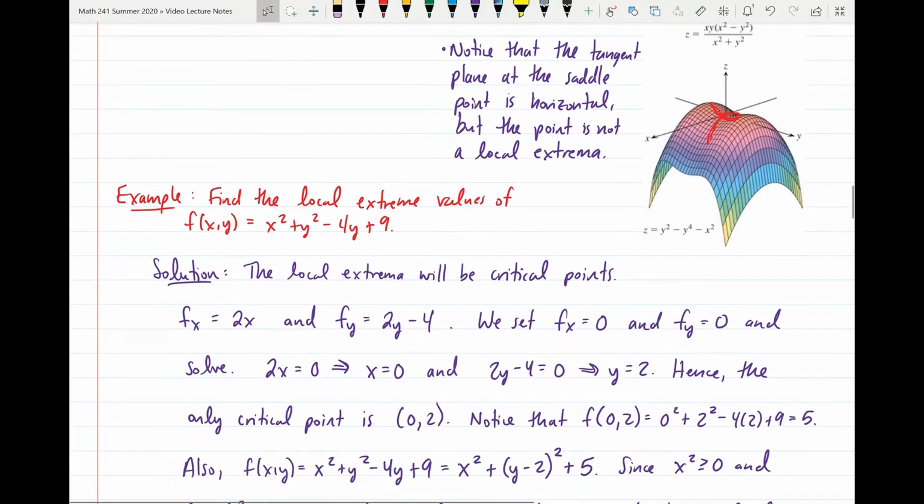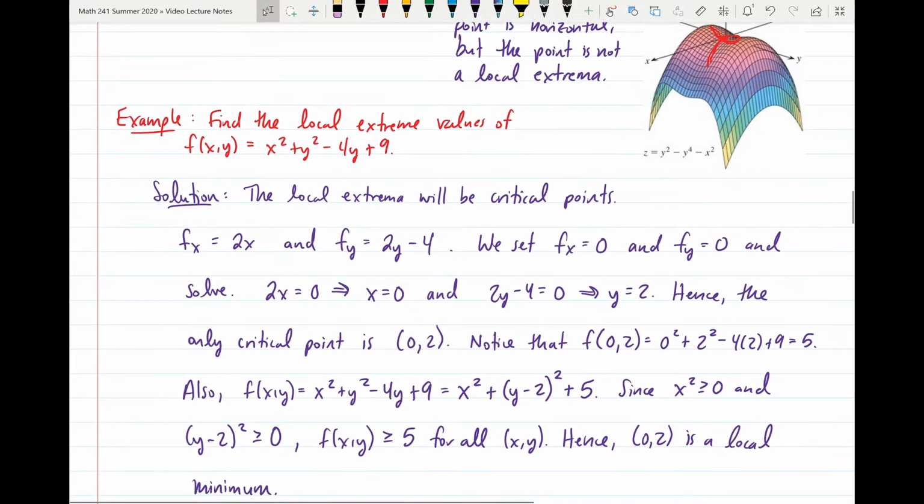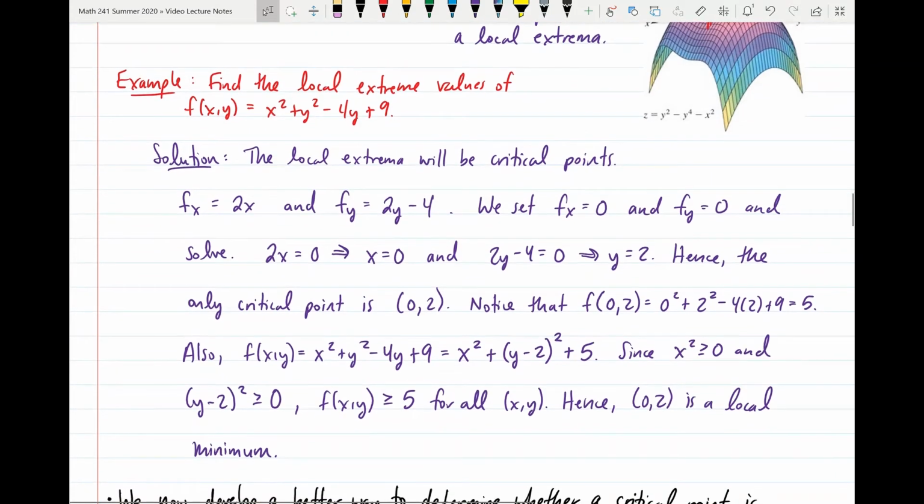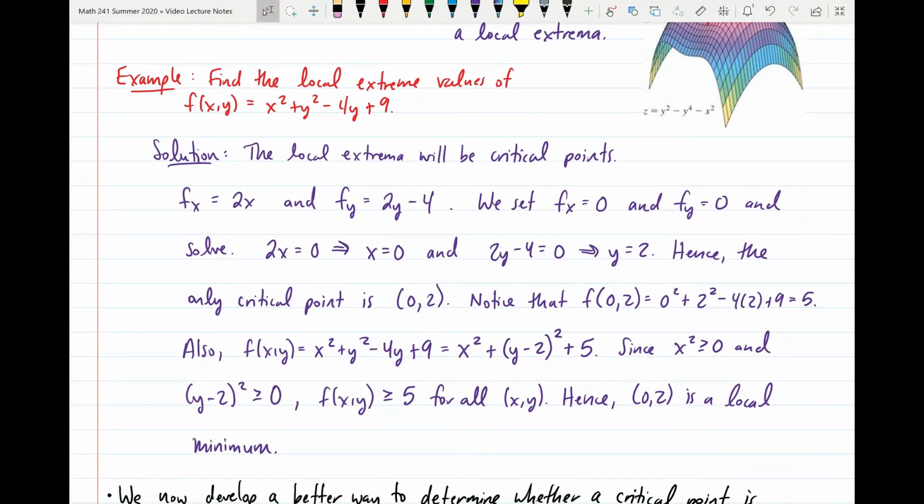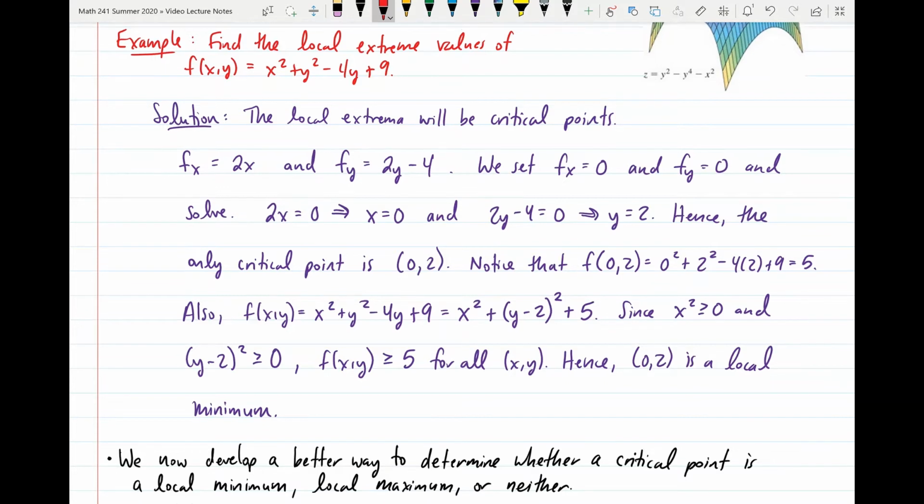So let's move on to an example. Let's say that we want to find the local extreme values of some function f of x y is equal to x squared plus y squared minus 4y plus 9. So we know that the local extrema are going to be critical points. And to find those critical points, we start off by taking the partial derivatives with respect to x and y. So f partial x is equal to 2x, and f partial y is equal to 2y minus 4. As always, if you want to double check that, you can pause the video and just make sure the calculation is correct.